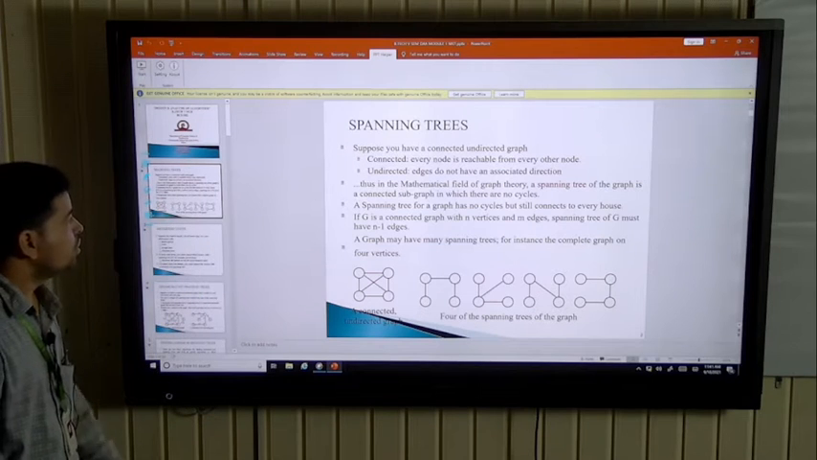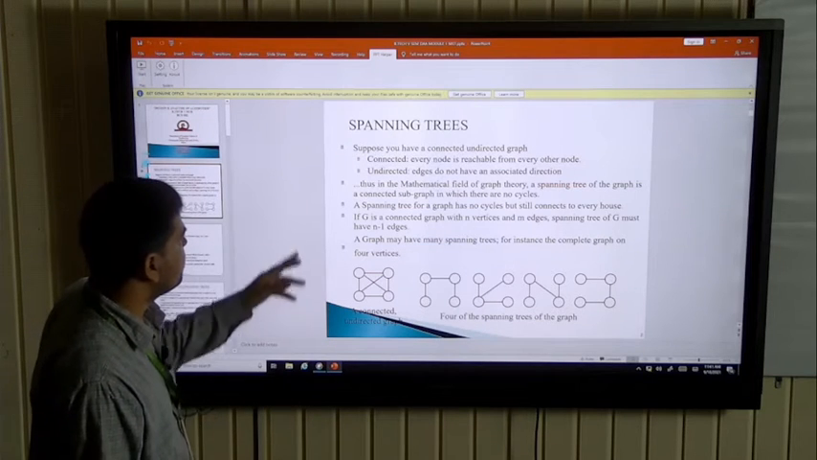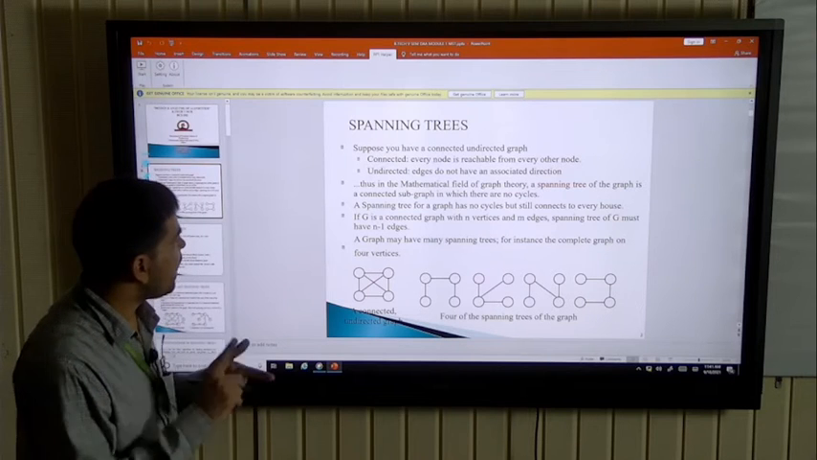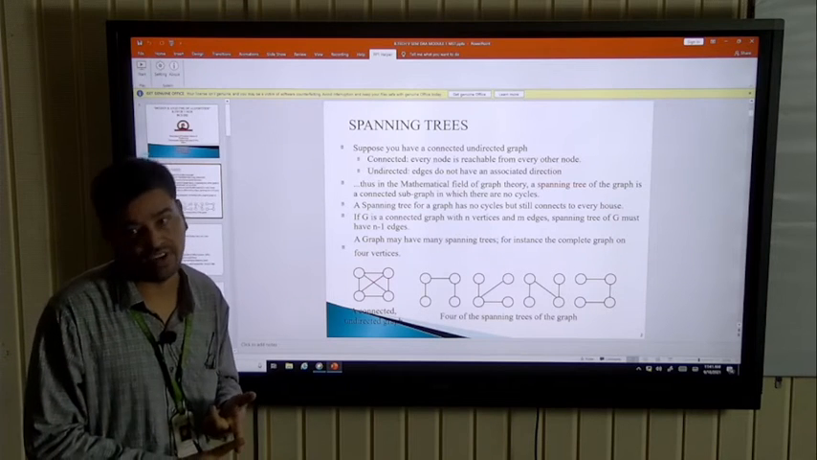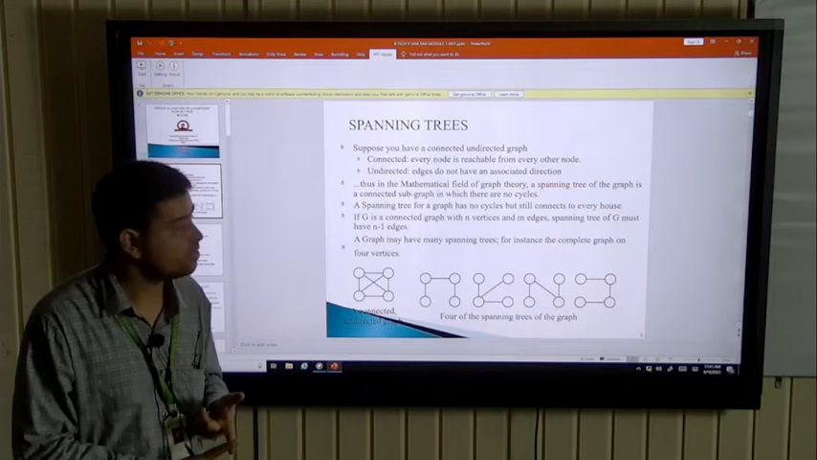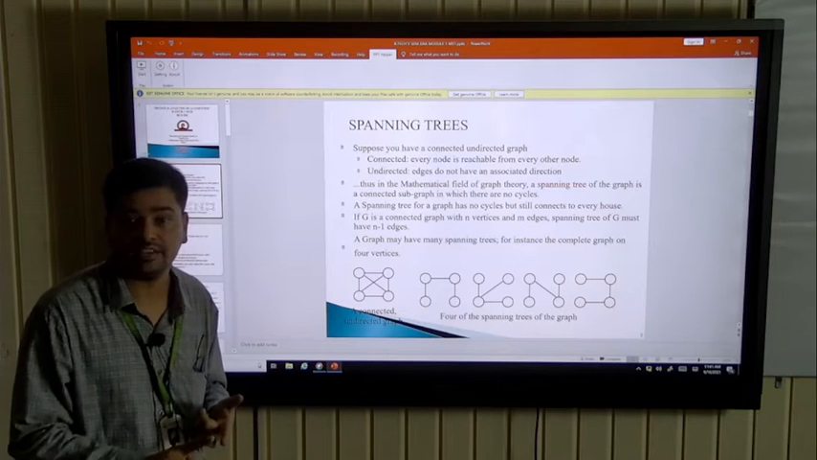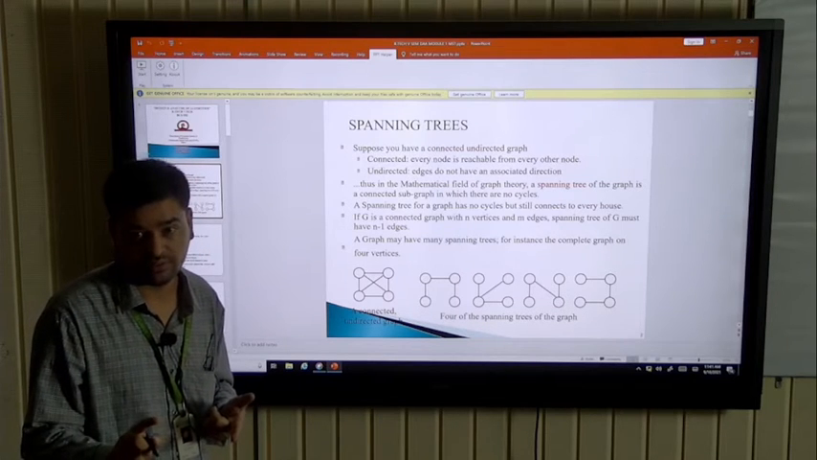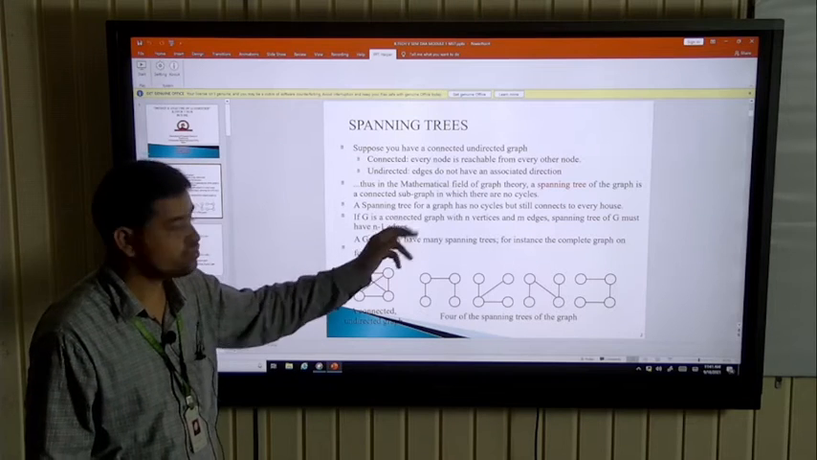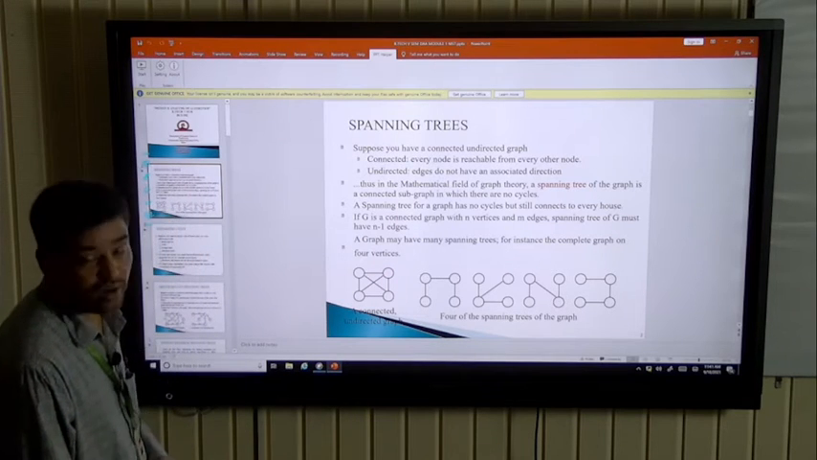Okay, so suppose you have a connected undirected graph. Connected means every node is reachable from every other node. What is undirected? It means edges have no direction, edges are not associated with a direction. Okay. What is a spanning tree?